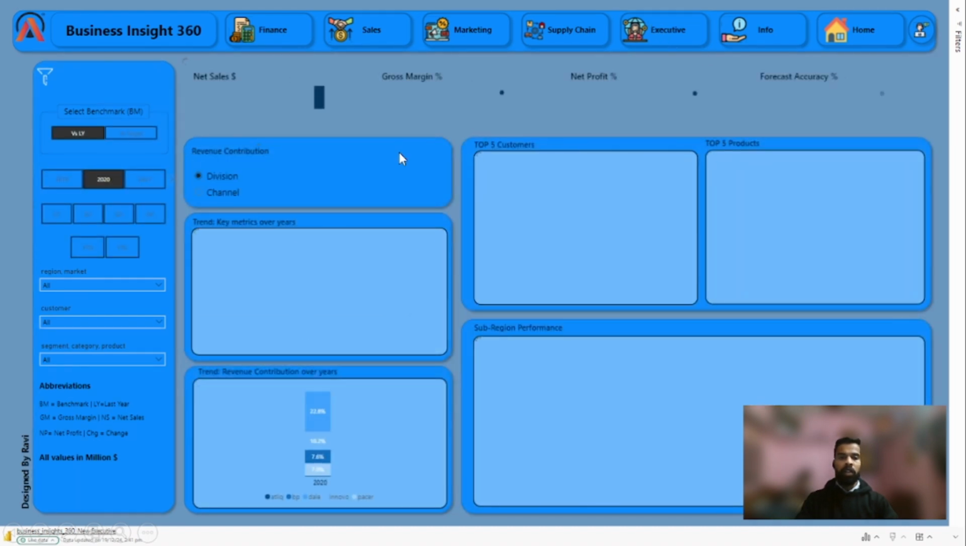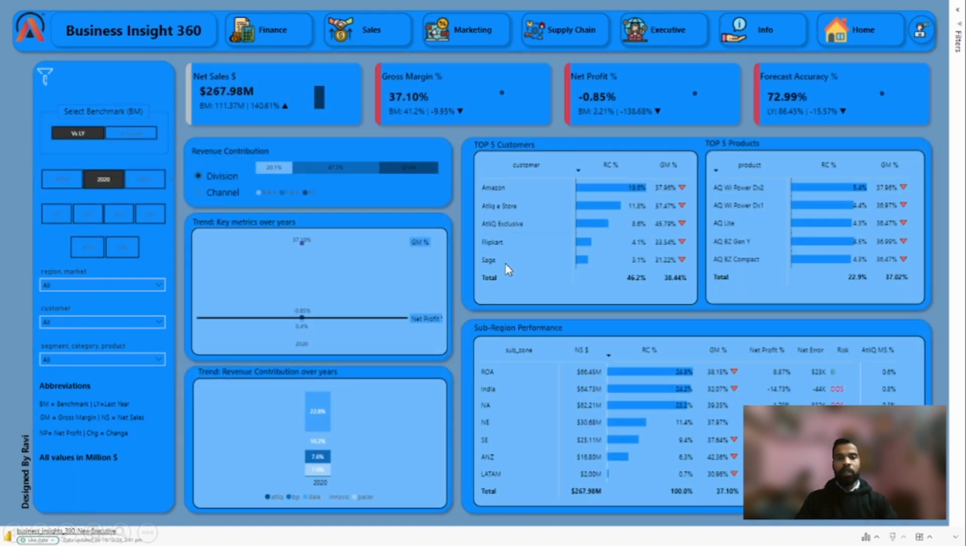Now we will switch to the executive view. This is for executive people of a company or any organization. Here we have KPIs like net sales, gross margin percentage, net profit, forecast accuracy. We know that this red line shows that we didn't match our benchmark. Like for gross margin, it was 41.2%, but it performed 37.8%.